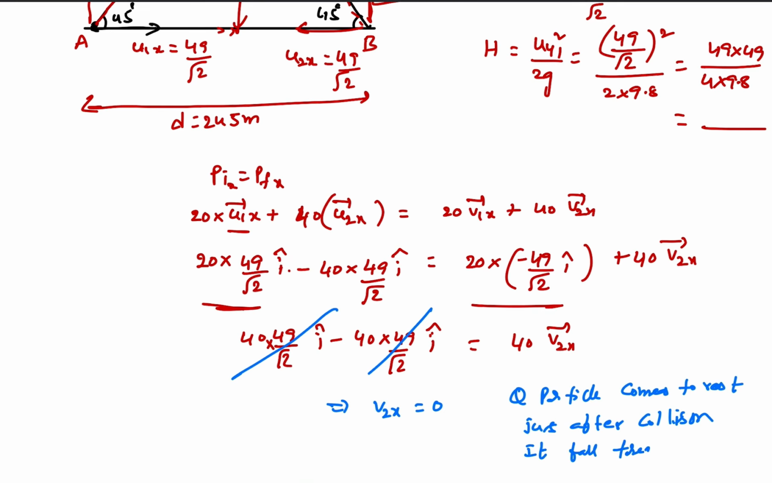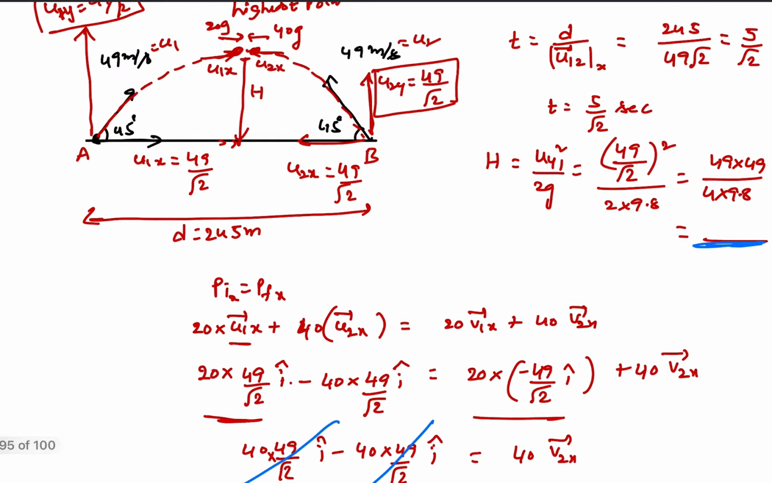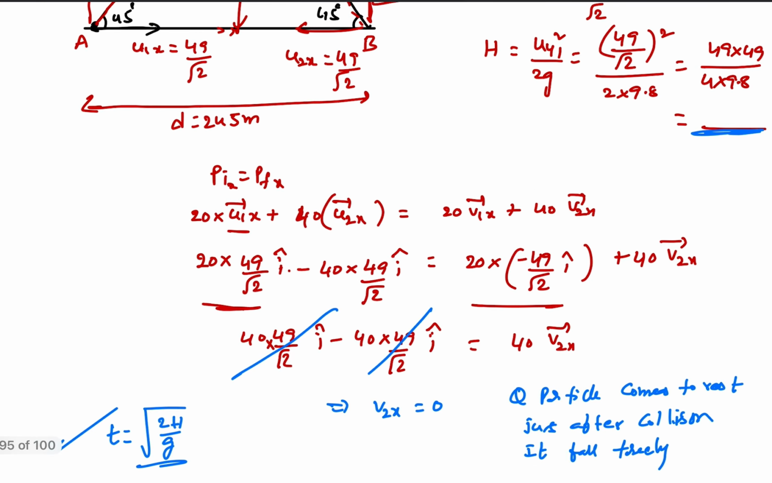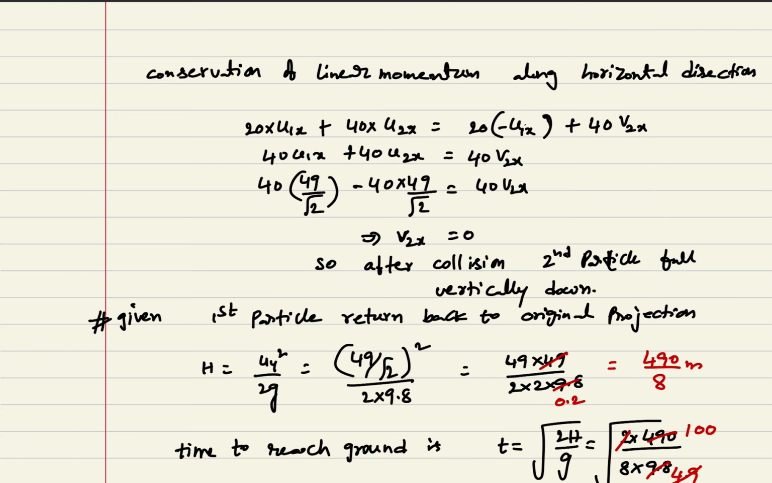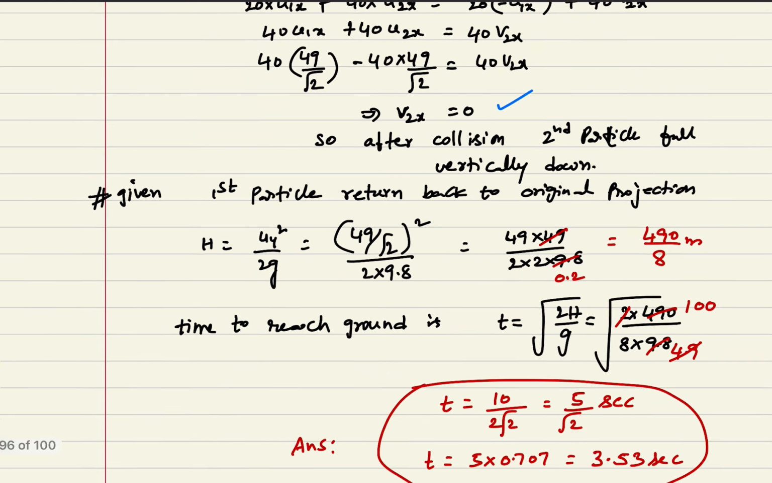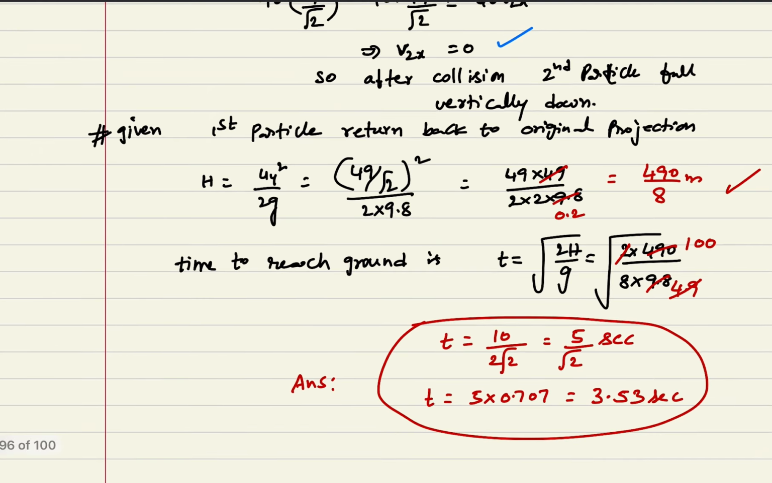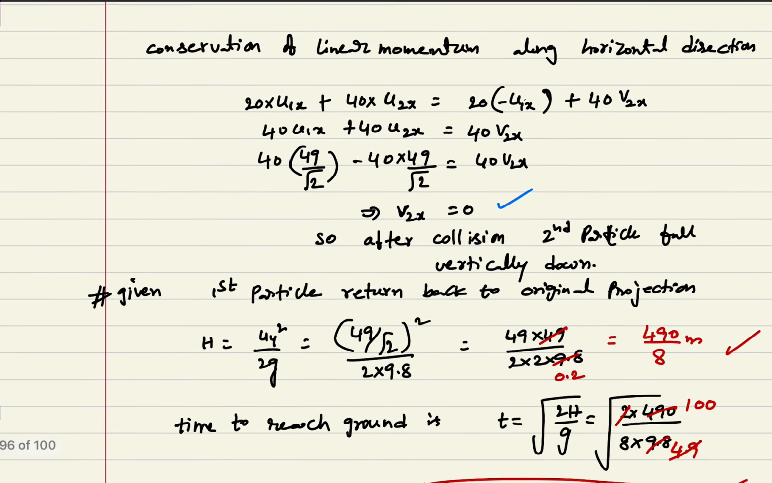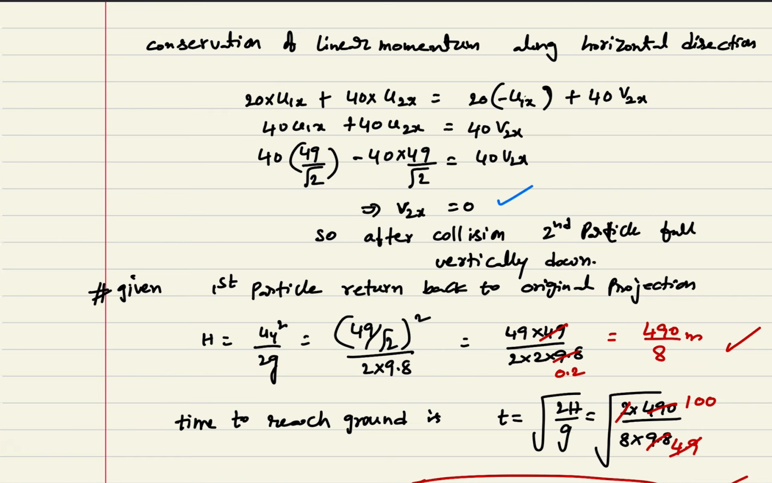If it comes to rest just after collision, it will fall freely. If it is falling freely, the time taken t is equal to root over 2h by g. That's all. The h value you will calculate here. Substitute g value 9.8 there, and you will get the answer. They are asking at what time it is falling down. I calculated here, you can see. The second particle comes to rest. For the first particle, I calculated the height. The falling down time is 5 by root 2 seconds. You can check the calculation.